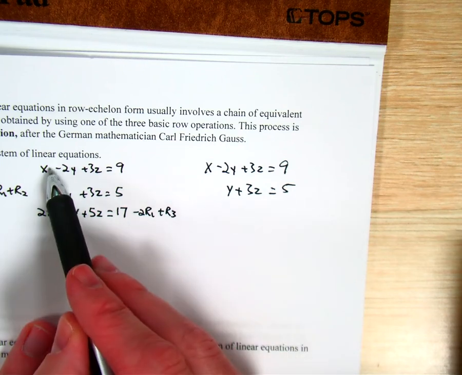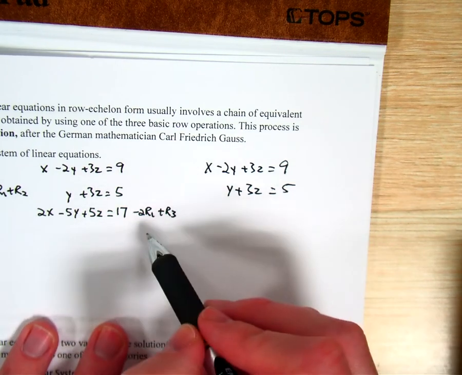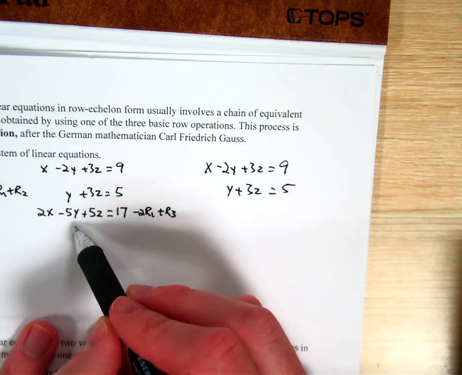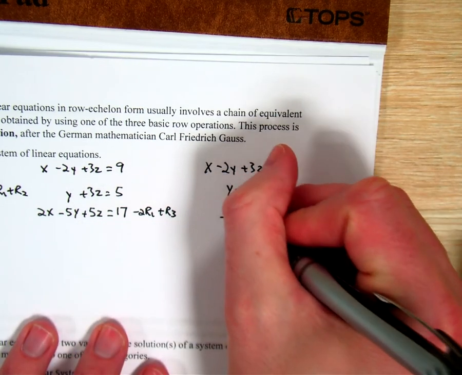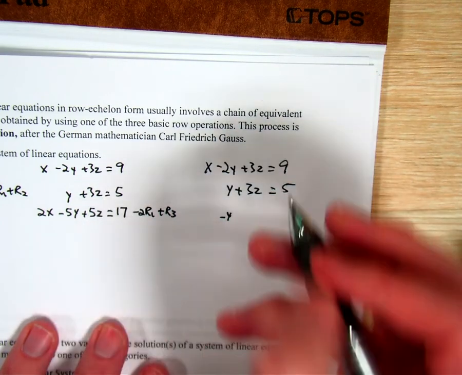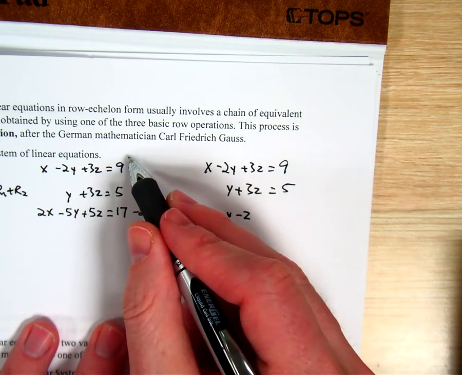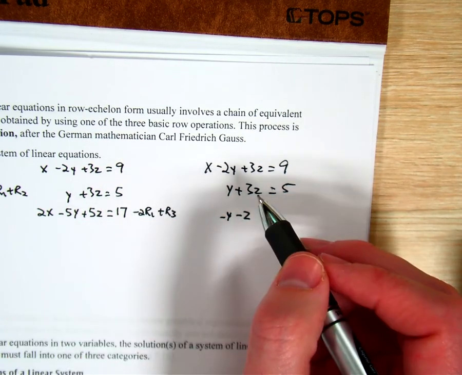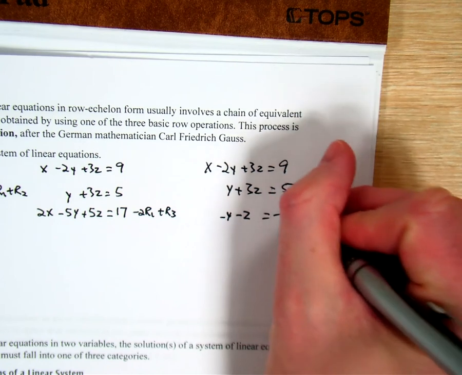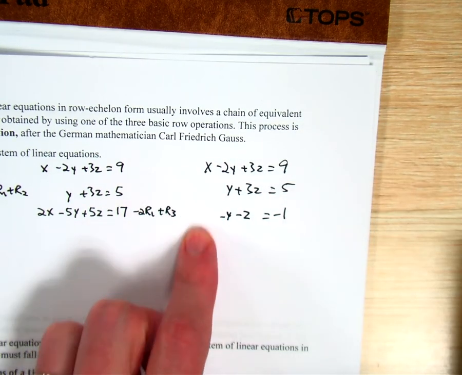Negative 2 times x, and add it to this one. Those are going to cancel out. Negative 2 times negative 2 is plus 4y. Add it to here, and negative 4y, we have minus y. Negative 6z plus 5z is negative 1z. Negative 18 plus 17 equals negative 1. Okay, fantastic. We've gotten 1x with no other x's below.